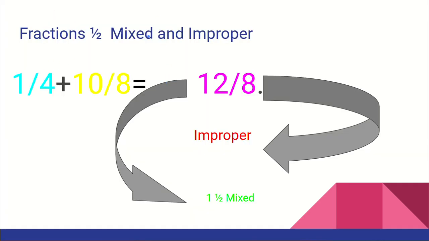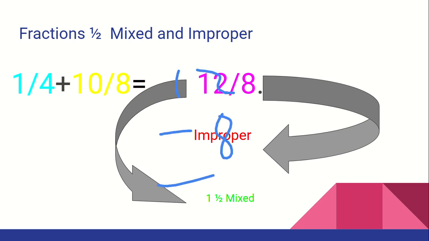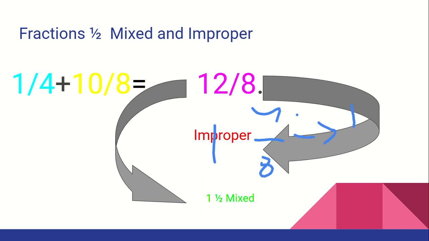Fractions part 2, mixed and improper. So if I were to add this, I got 12 eighths. This is called an improper fraction, because the numerator is more than the denominator. To make it mixed, 12 minus 8, it goes in 1 time with 4 left over. So 1 and 4 eighths, and 4 eighths simplifies to 1/2, and you got 1 1/2. Very easy, guys, right? That's all you do.